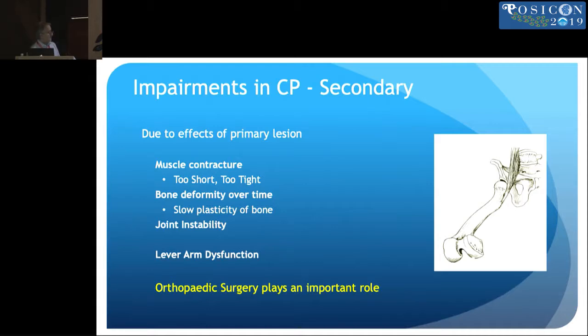The picture on this side is clearly showing you a very spastic iliopsoas muscle, increased anteversion of the femur, secondary dysplasia, ultimately subluxation and dislocation. And orthopedic surgery plays an important role in secondary impairments in cerebral palsy.